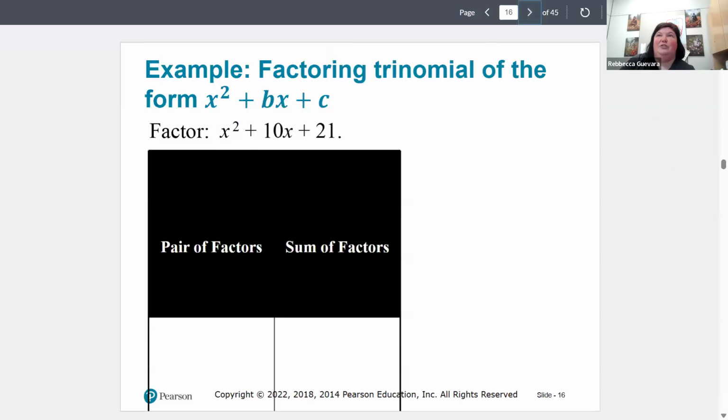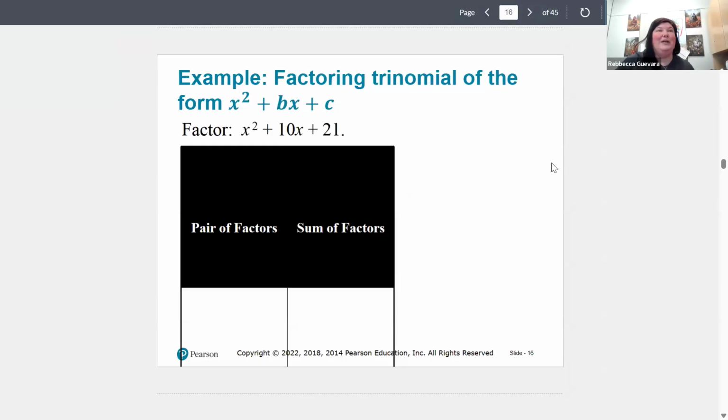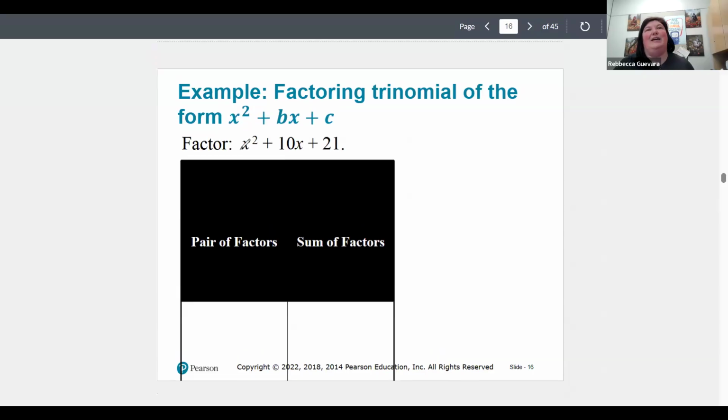Okay, I made these little charts to help us out. I fixed this one. So what we have here is x squared plus 10x plus 21. We know there are two numbers, p and q, that when multiplied together should give us 21, and p plus q gives us the middle term of 10. So this one comes from a product, and this one comes from a sum.